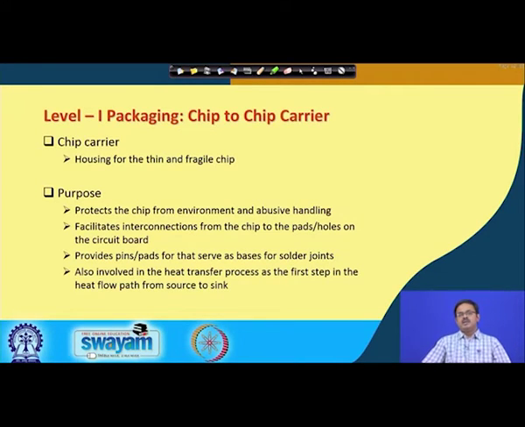Okay. It provides pins or pads that serve as bases for solder joints. So, this actually ties into the previous point. These are the way connections are made. We are going to see all these later. At this point, even if you do not understand, you can just assume that these are pins or pads. Many of these interconnections happen because of soldering, and the chip carrier is the basis that forms the pins or pads that facilitate these interconnections to happen.